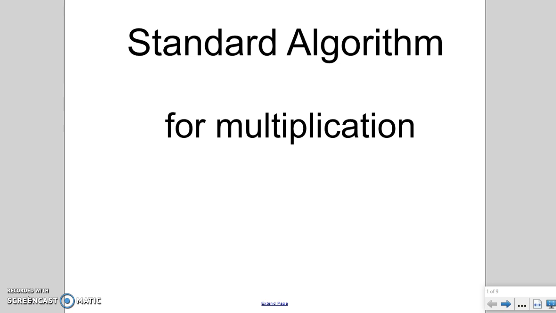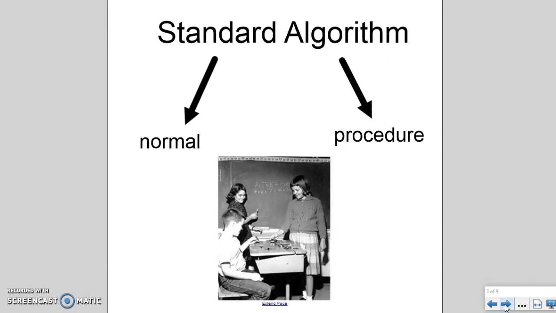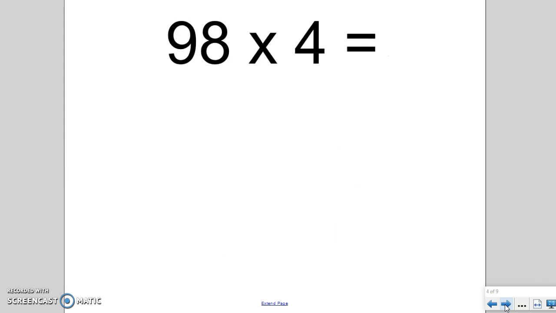But this video is to help you understand the standard algorithm for multiplication. Now, standard algorithm sounds like big fancy words, but if you break it down, standard simply means normal. Algorithm just means procedure. So this is the normal procedure that people have always been using to multiply, even back in the olden days. This strategy has been around a long time.